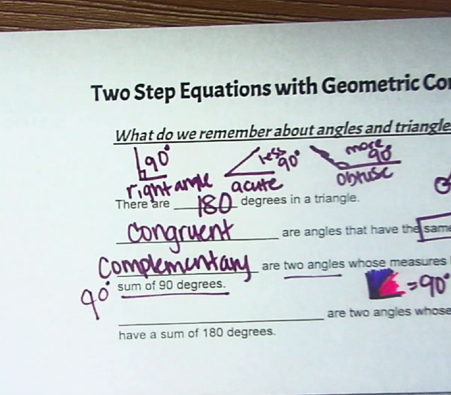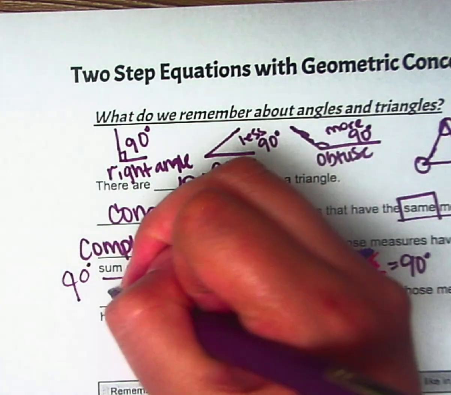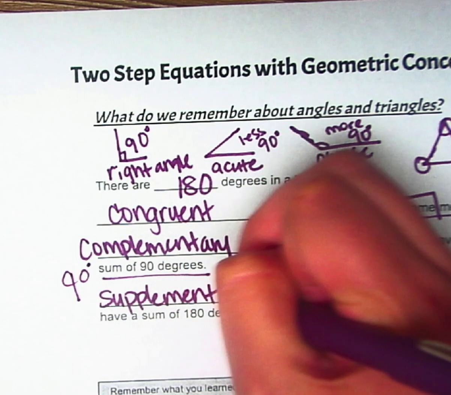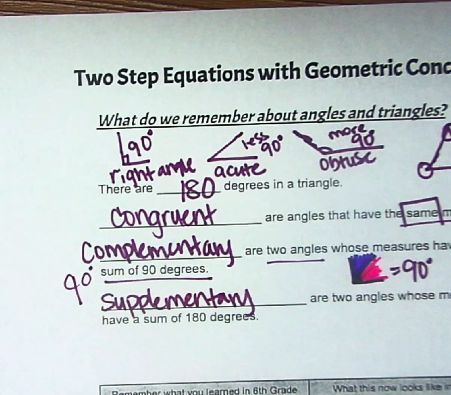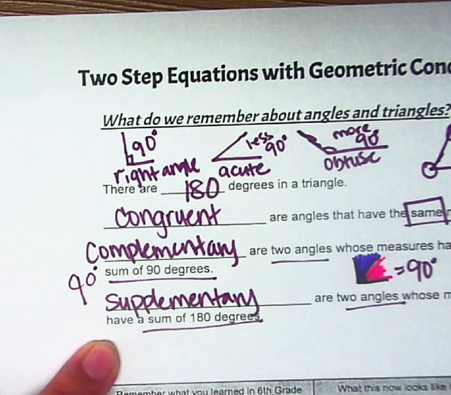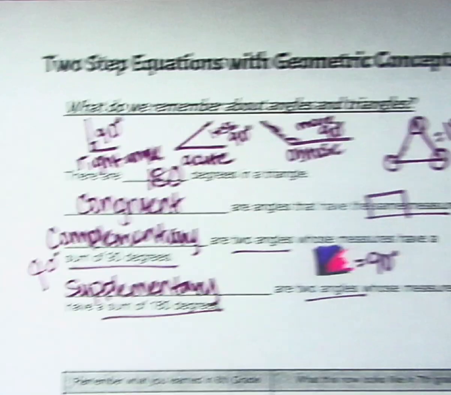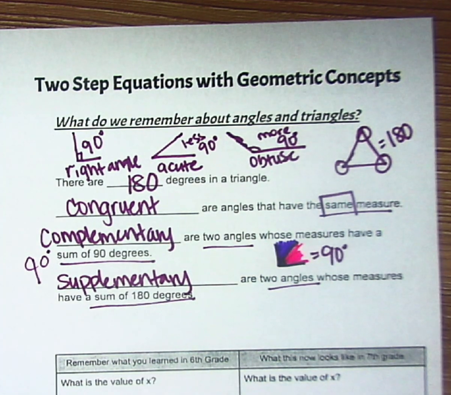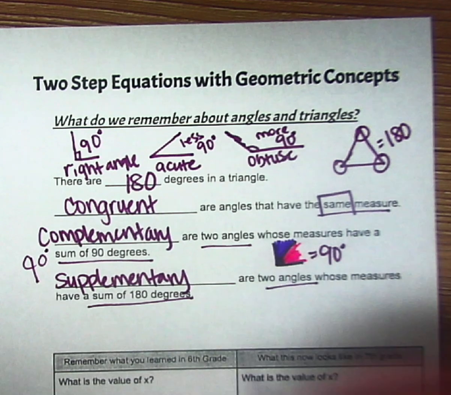Let's do the next vocabulary. The next one is supplementary. Supplementary angles are two angles whose measures have the sum of 180 degrees. So again, the sum of 180, so two angles, when you add them up, it's going to equal 180.